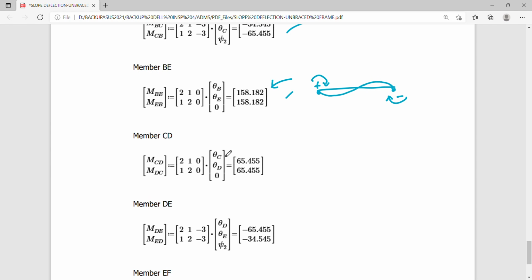So that's how slope deflection works using a MathCAD tool for a laterally unbraced frame.